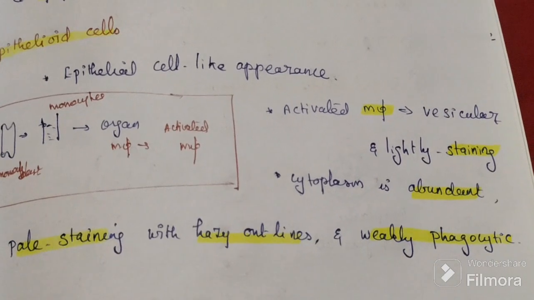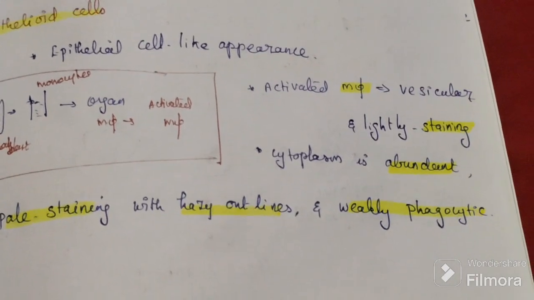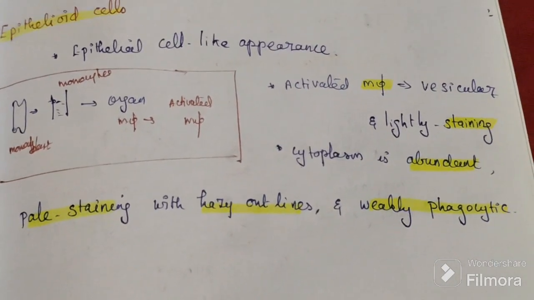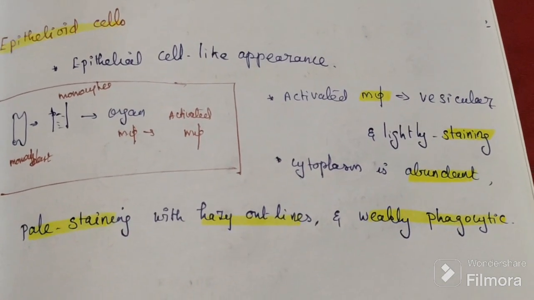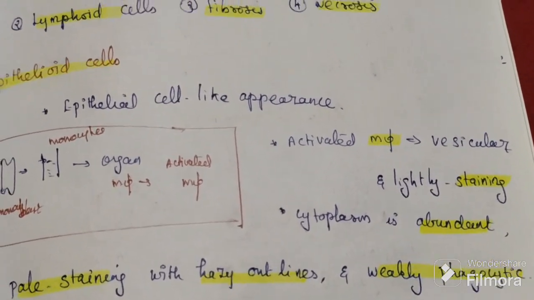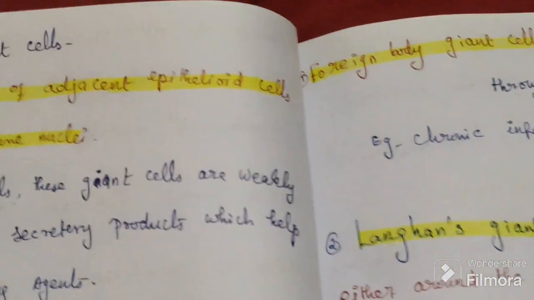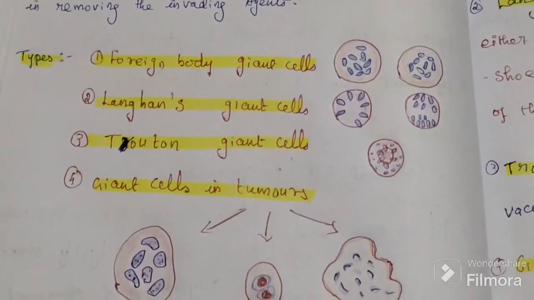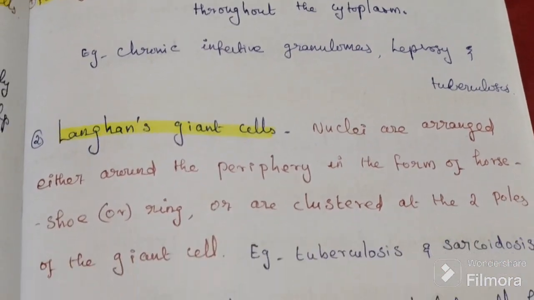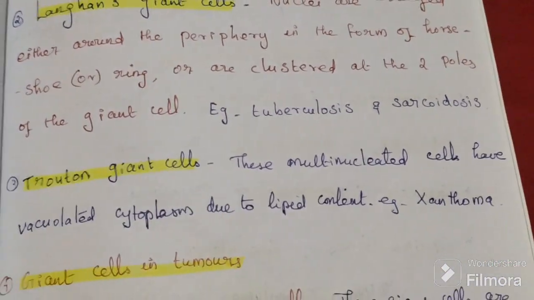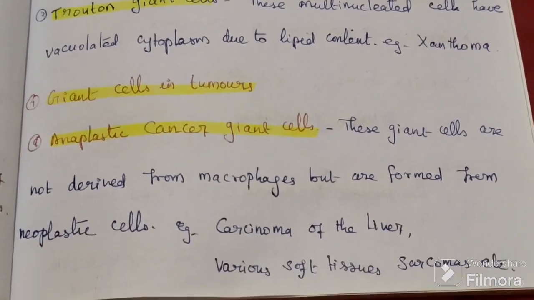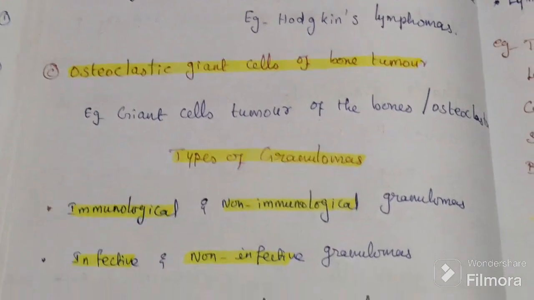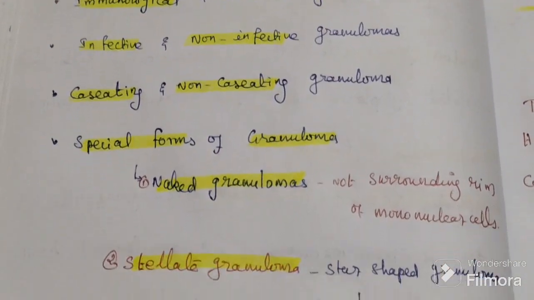So what is an epithelioid cell? Activated macrophages are called epithelioid cells. The cytoplasm is abundant, light staining, and weakly phagocytic in nature. So what is a giant cell? What are the types? Types of granulomas.